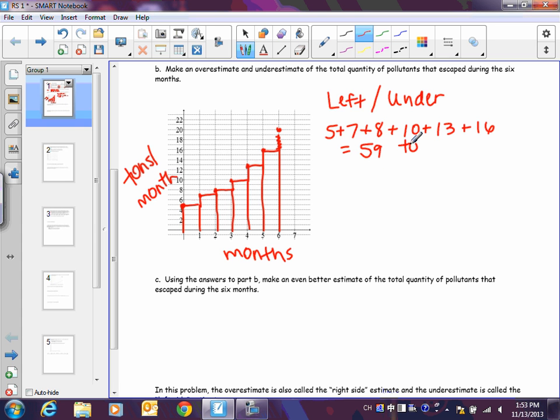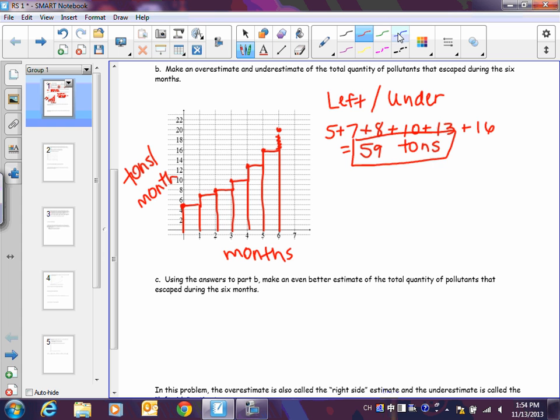Tons. Okay, so I really want to make sure you understand why we can do this to make an estimate. We're just multiplying tons per month times the number of months. That gives us the number of tons, which is what they asked. Make an overestimate and an underestimate of the total quantity of pollutants.